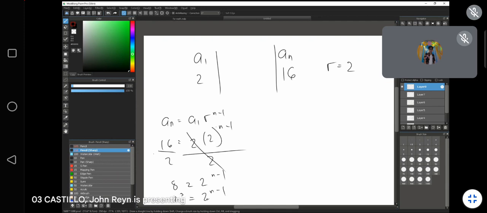Since the bases are already equal and the exponents are not, we'll just equate the exponents. So let's put the exponents here. 3 equals n minus 1. We put the n here, change it, it would be positive, and 3 plus 1 would be 4. So n would be 4.